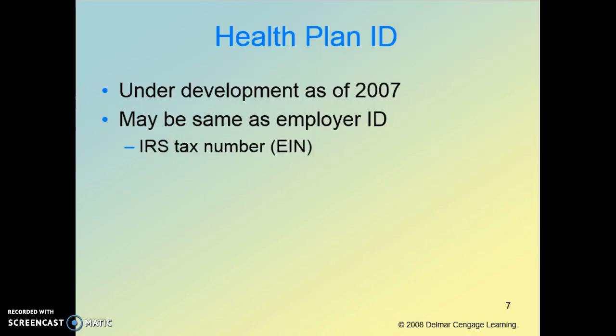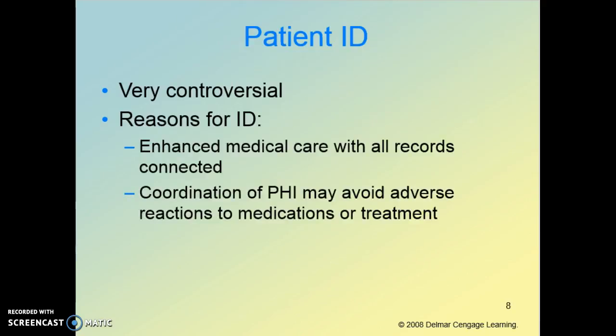Then we have our health plan ID. Now, this was started back in like 2007, but by now, you've probably noticed if you have a health plan card, everybody's got a health plan ID on that now. A lot of times it is the same as the employer ID. For example, on my card, everybody in my company has the same health plan ID, so we all work for the same place. However, when it comes to our patient ID, those are different. Those are not going to be the same. Obviously, everybody within the company is going to have their own patient ID.